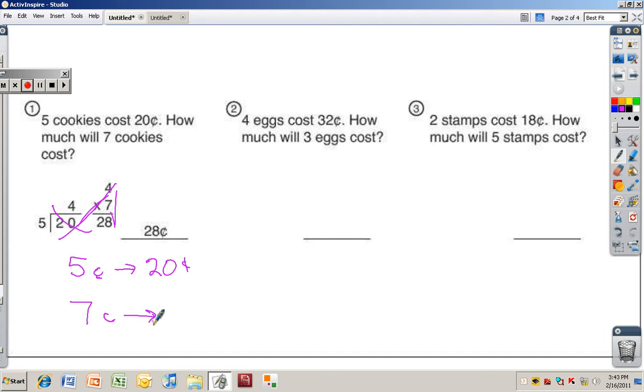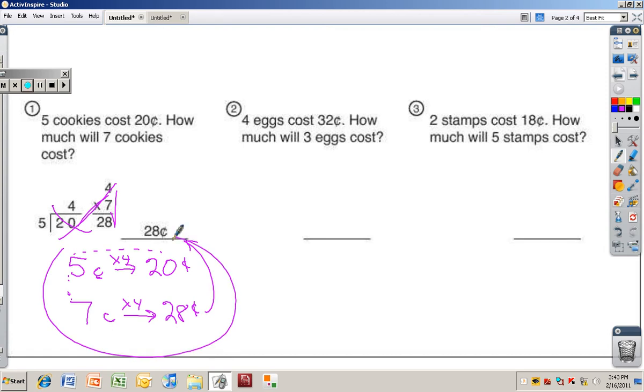Now you can imagine what we're going to do here. We can't go from 5 to 7, but we're going to look going across this way. How do you go from 5 to 20 cents? Well, that's times 4. 7 times 4, 28 cents. And you can see that's what they got right there.